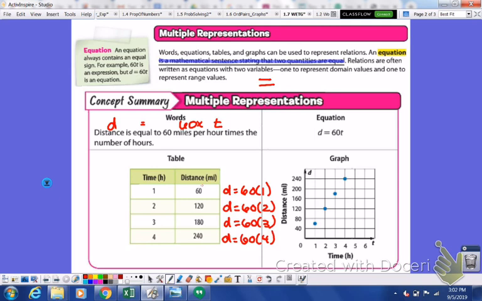And finally, we could take these points that we now have and create a graph, just plotting the points out like we did in previous lessons. Okay, so we're going to be working with equations a lot this year. This section was just introducing you to the concept of them.